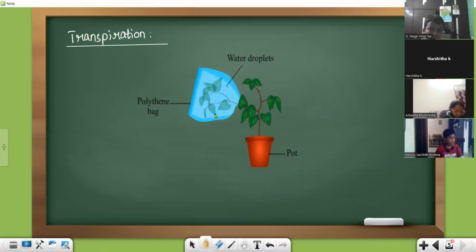So from this activity, what can we tell? The plant released water into the air, right? So that process is called transpiration, the loss of water. As we tied a cover here, we can see the water. Otherwise, it will go away, right?